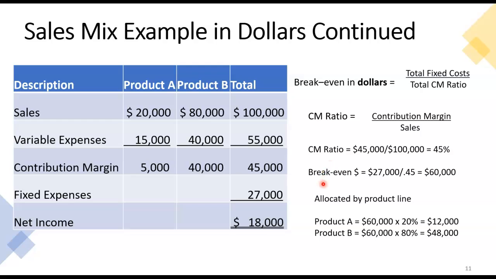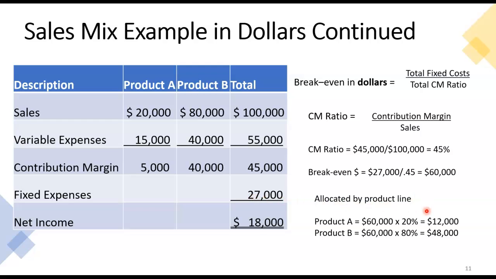So if we want to calculate break even in dollars, that's our total fixed cost for the company as a whole divided by the total contribution margin ratio. So down here our fixed costs are $27,000 from right there. We're going to divide that by the contribution margin ratio for the company as a whole, which was 45%. So that's going to give us a break even for the company as a whole of $60,000. So this company needs to sell $60,000 to ensure that all of their variable costs are covered and all of their fixed expenses are covered as well.